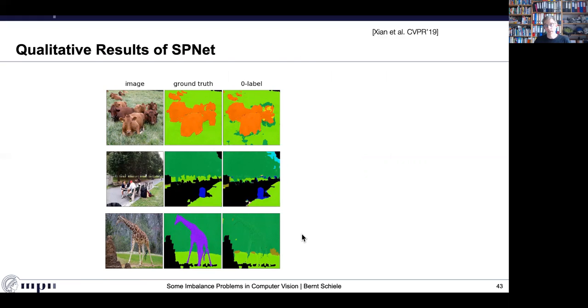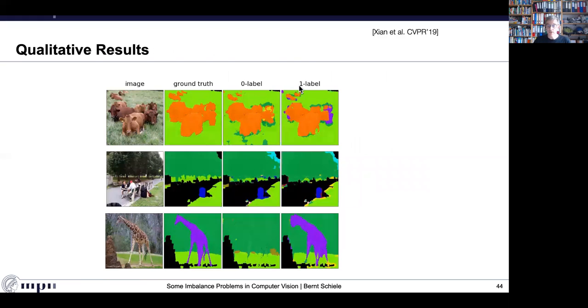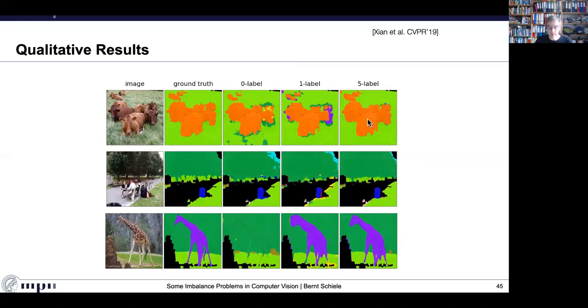If I have a single label now, a single image labeled with the class, here I'm improving. Also here slightly improved. Now the giraffe actually starts to appear. If I have 5 labels, the cows are getting even better. Here I still had problems in the background, and the giraffe also becomes better. But still, with very few labeled samples, I can go pretty far in this performance.